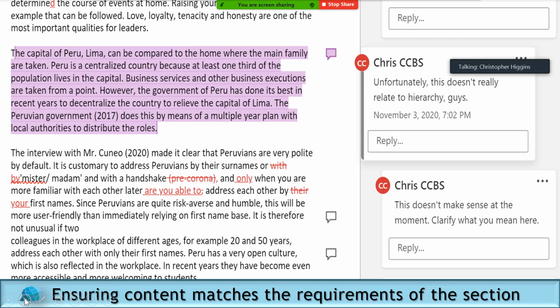This is an example from Team Peru. Again, I think this is from the hierarchy section, and it's talking about Peru being a centralized country and a third of the population living in the capital.